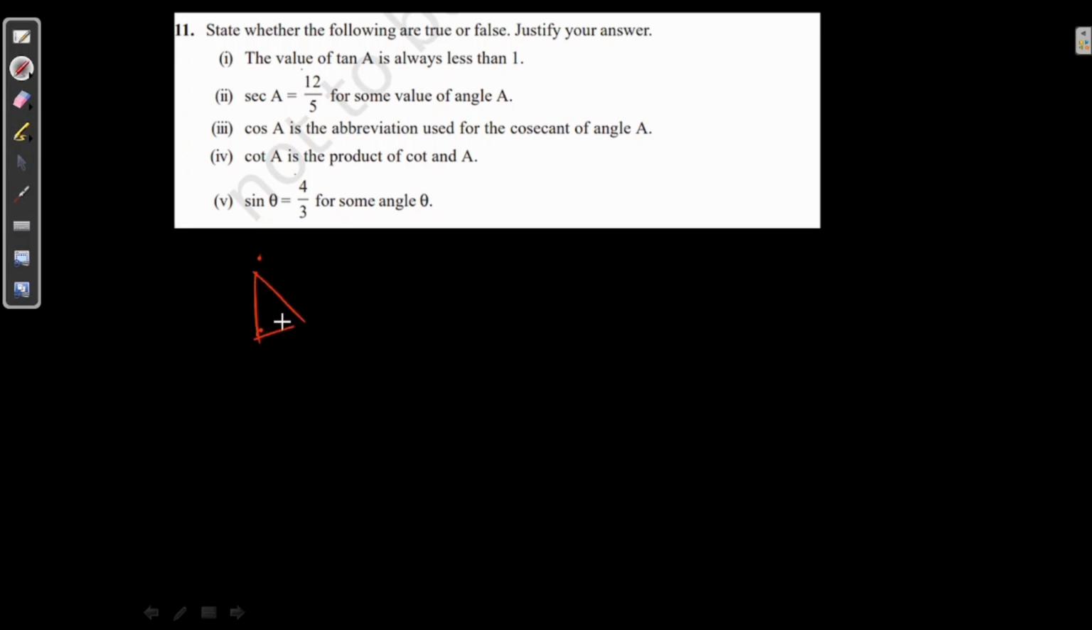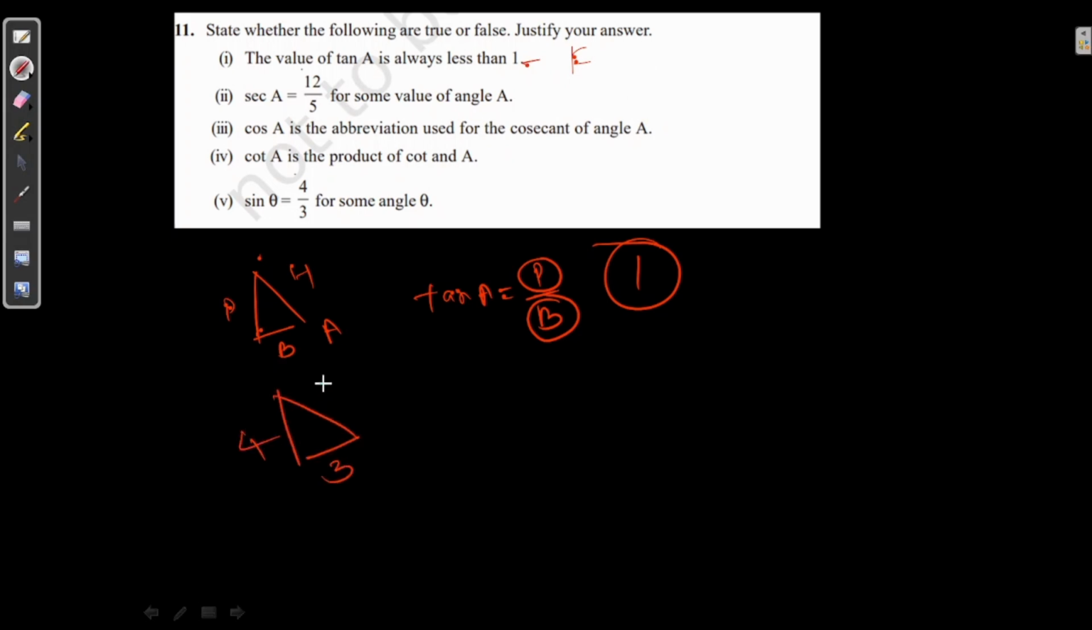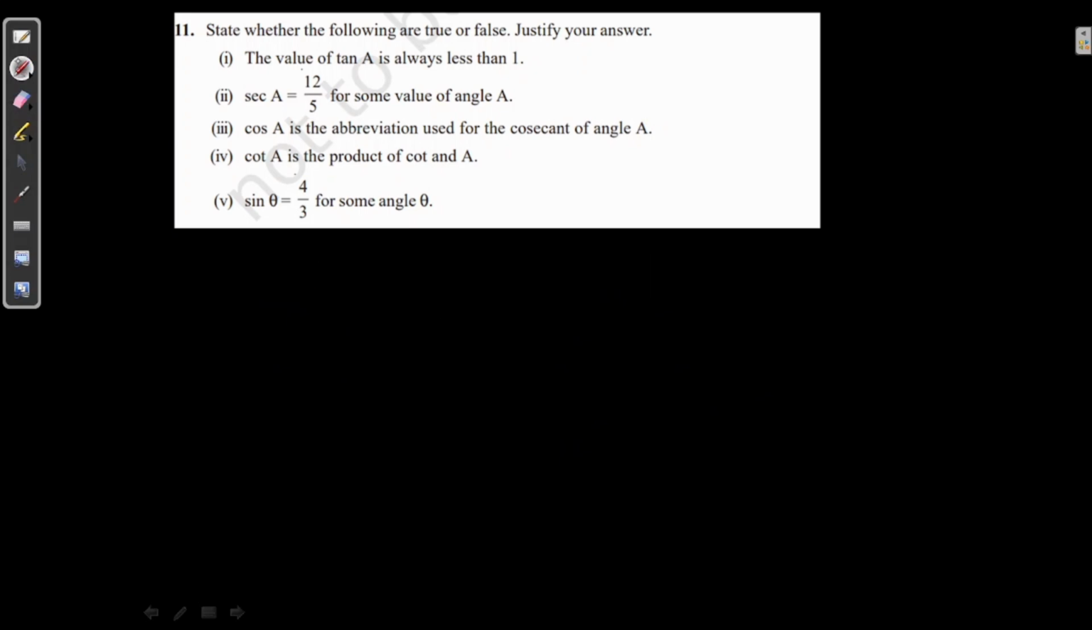Just imagine in a right angle triangle, this is perpendicular, base and hypotenuse. The value of tan A, just imagine this is angle A, is going to be P by B. If perpendicular is greater than base, then the value is going to be more than 1. That is quite obvious. So the first one is false, and the reason is simple. Perpendicular can be more than base. For example, there is a triangle, this is 4, this is 3, this is 5, and I am taking this angle A. For this particular triangle, the value is going to be 4 by 3. When you solve, you will get 1.3 something, which is more than 1. So you can easily say the first one is false.